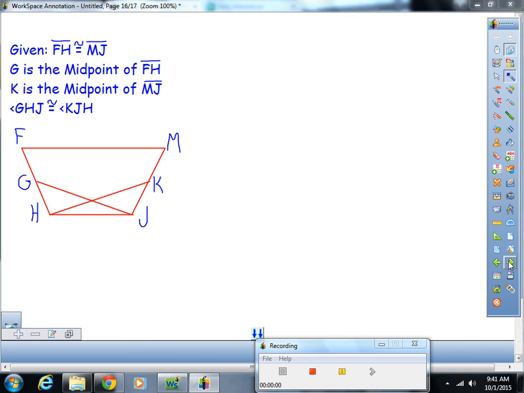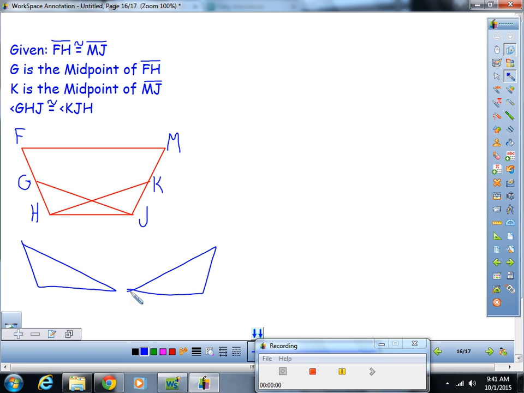Let's try one that's a little more difficult. Okay, given FH is congruent to MJ, G and K are midpoints, bless you, and GHJ is KJH. Okay, I think I can see the triangles that I need to pull apart here. These pictures don't have to be perfect. You just need something that'll help clean up this messy picture.